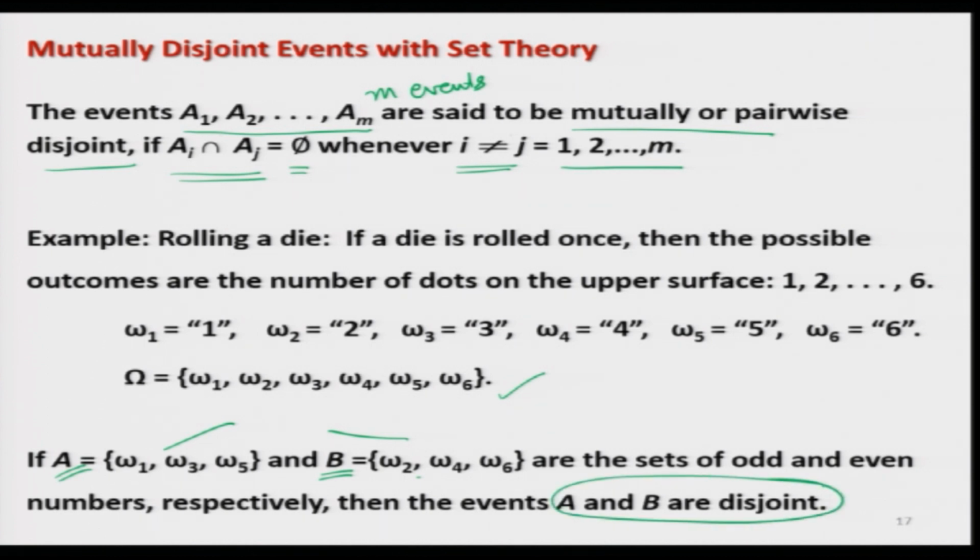Right. And what I am trying to say here is that if you want to know whether more than two events are disjoint or not, suppose there are three events A, B and C. If I want to know whether they are disjoint or not, we have to check their property pairwise. I have to check for A and B, B and C, and A and C. And if all of them are equal to phi, then I can say that the events A, B and C are mutually disjoint.